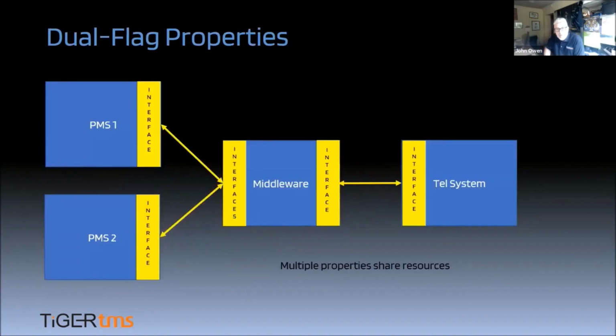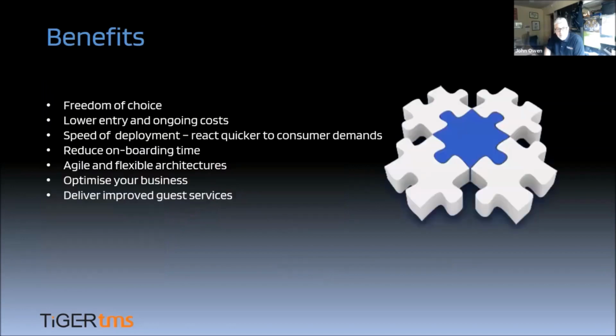Middleware is also interesting when it comes to dual flag properties. A number of the large groups are now having two types of property, two types of hotel within the same property. Maybe an upper tier brand and a middle tier brand sharing the same property. Each will have their own PMS. Middleware essentially allows them to share resources between the two different hotels, thereby saving money on all of those other applications that you are going to need.